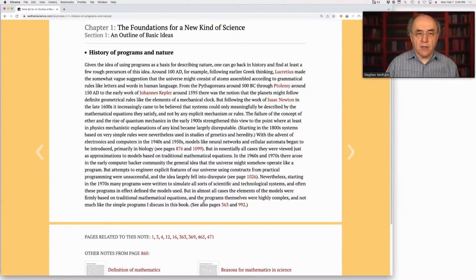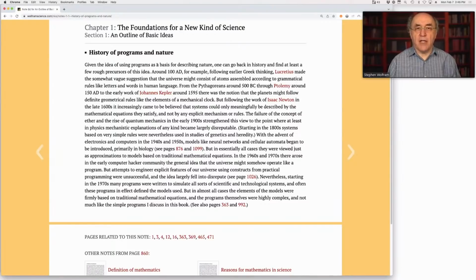I talked here about this notion: could there be programs that represent nature, and given this idea of programs to represent nature, can you go back in history and find places where people talked about this before? And the answer is yes, you can, although in slightly different terms. Like, for example, around 100 AD, Lucretius wrote, he had this book called De Rerum Natura, on the nature of things.